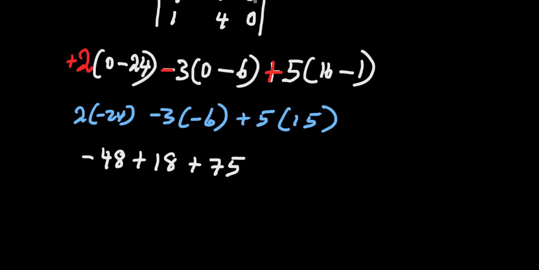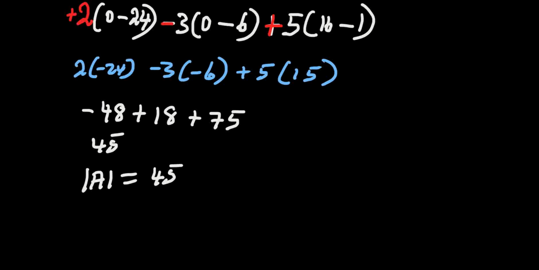So let's just add this up. Negative 48 plus 18 plus 75, and that gives us 45. So the determinant of A is equal to 45. I hope this makes some sense.